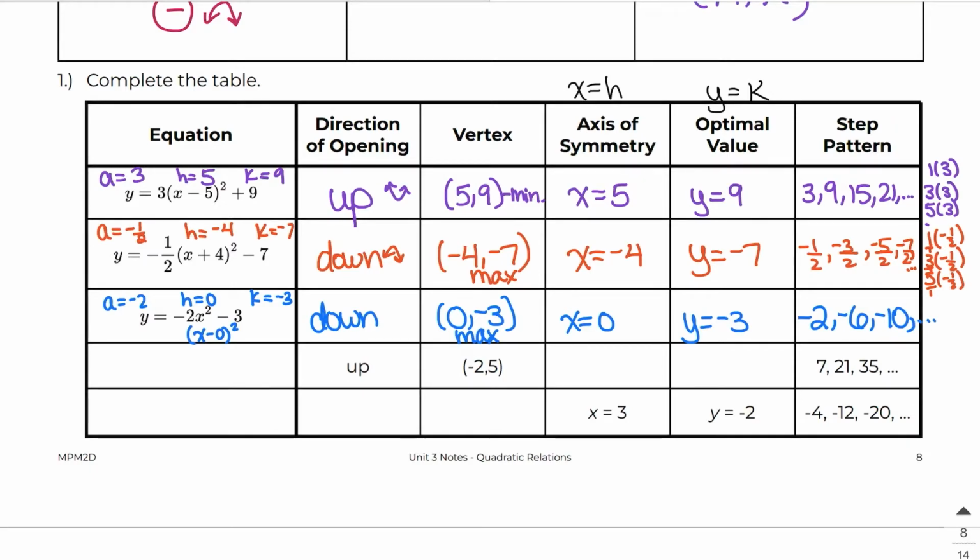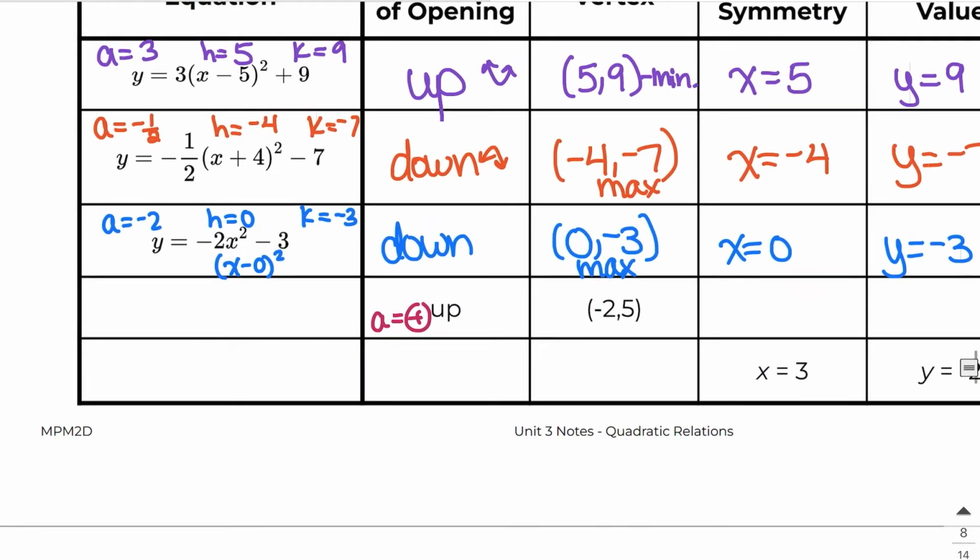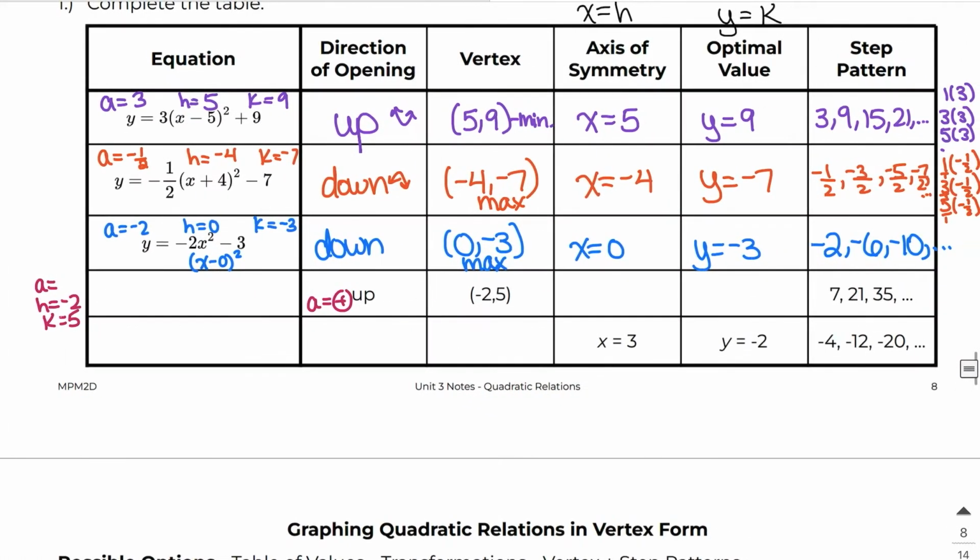In the next example, we are given other pieces of information. First piece of information we're told is that it opens up, which means that the A has to be a positive value. We're also told the vertex, and the vertex is always going to be (H, K). So that means that we know here that A is positive, H has to be negative 2, and K has to be 5. This is H, this is K, okay? So based on that, we know our axis of symmetry is x equals negative 2, and our optimal value is y equals 5.